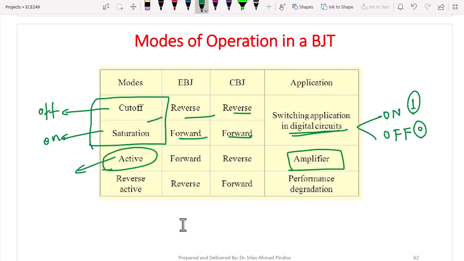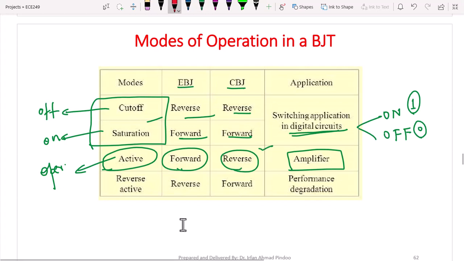This is the mode we have read in the operation, where the emitter base junction was forward biased and the collector base junction was reverse biased. Now what will happen if you do the reverse of that? Reverse active means emitter base reverse biased, collector base forward biased. In that case there will be a performance degradation.